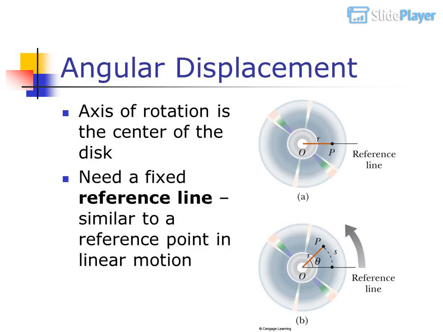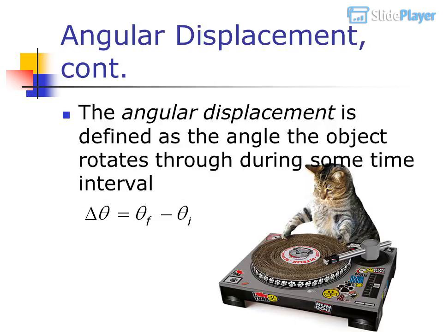Angular displacement. The axis of rotation is the center of the disk. We need a fixed reference line, similar to a reference point in linear motion. The angular displacement is defined as the angle the object rotates through during some time interval.